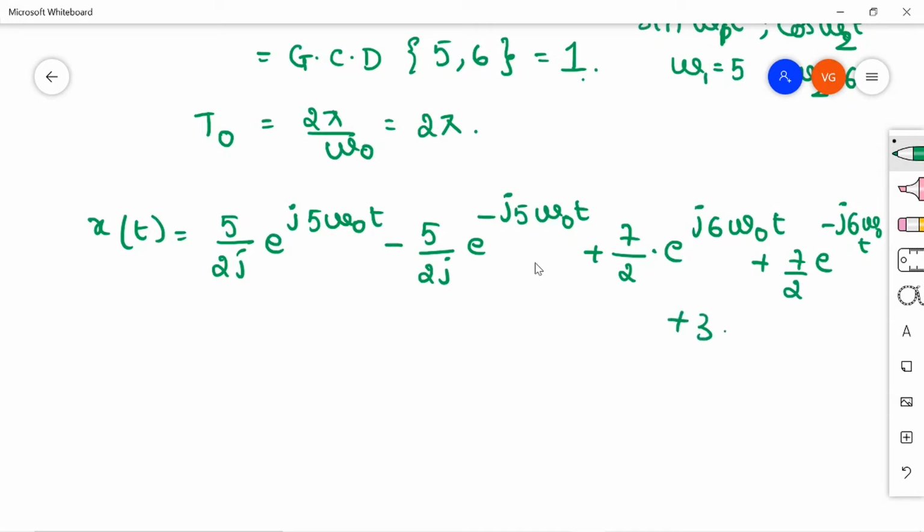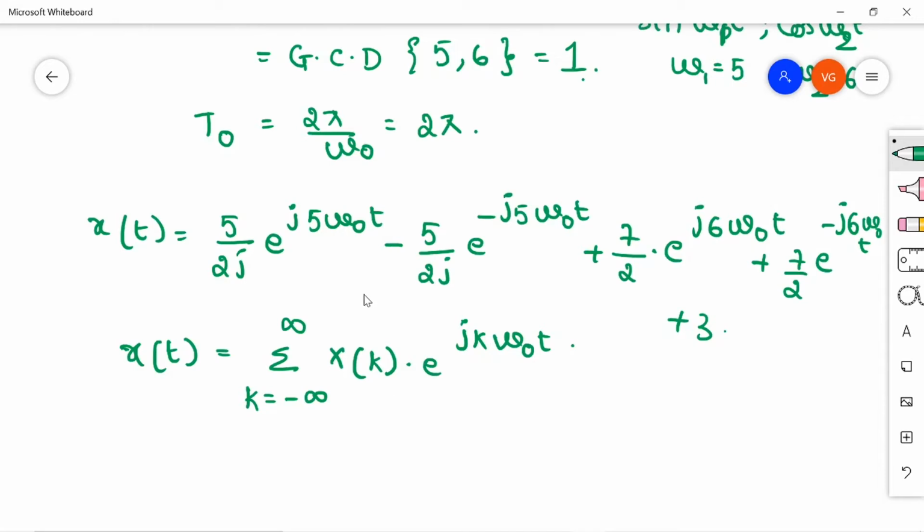Now you have to compare this with the standard form to get the complex Fourier coefficients. So what is the standard form? X of t is equal to sigma, k running from minus infinity to infinity, X of k e power j k omega naught t. Right. So if you compare the first term with e power j k omega naught t, the k value is nothing but 5. So this is nothing but x of 5. Here the k value is minus 5, so this is the x of minus 5 term. This is x of 6. Similarly, this is x of minus 6.